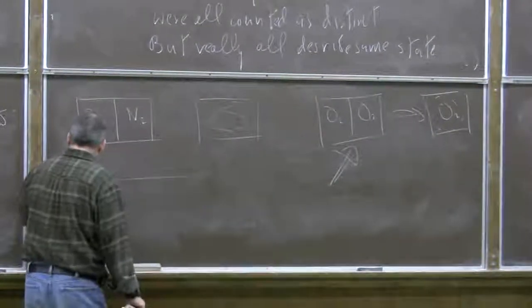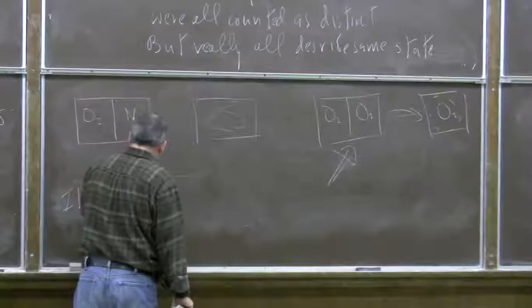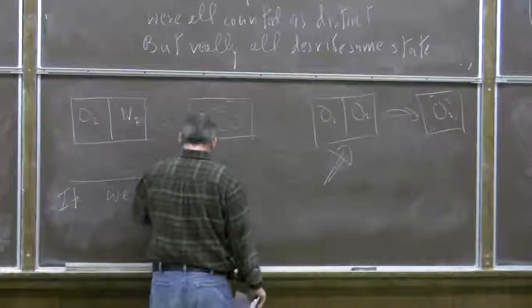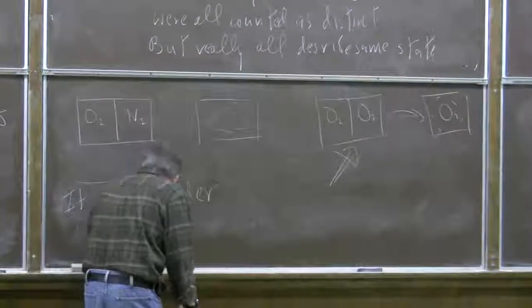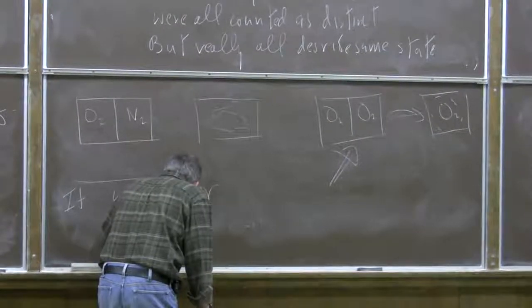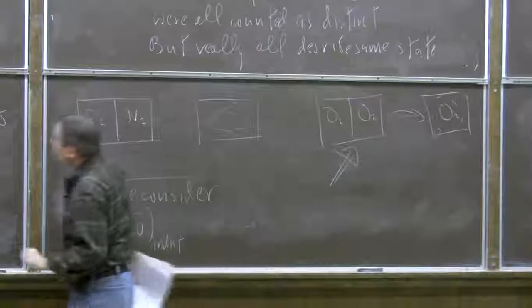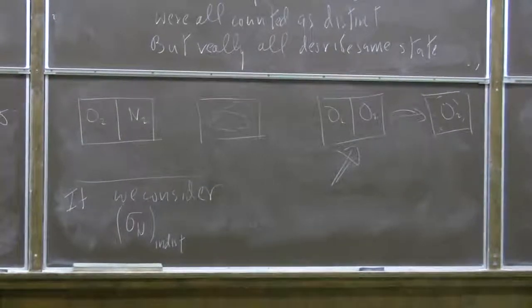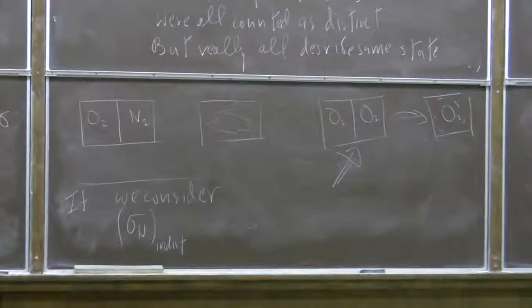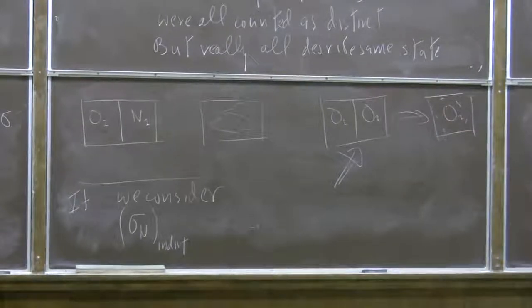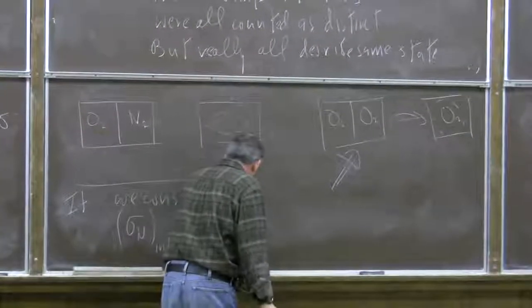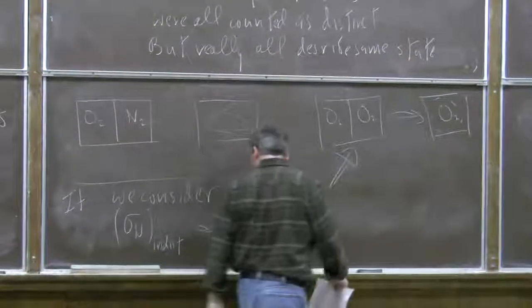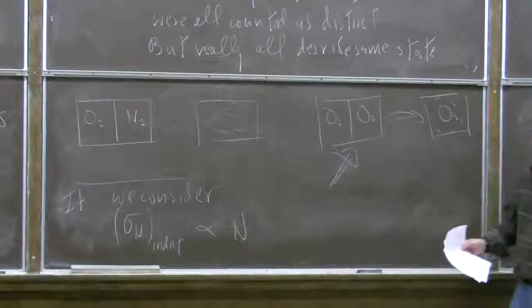So if we consider sigma n indistinguishable, that formula up there, when we keep the concentration fixed, it's just n times a constant, proportional to n.